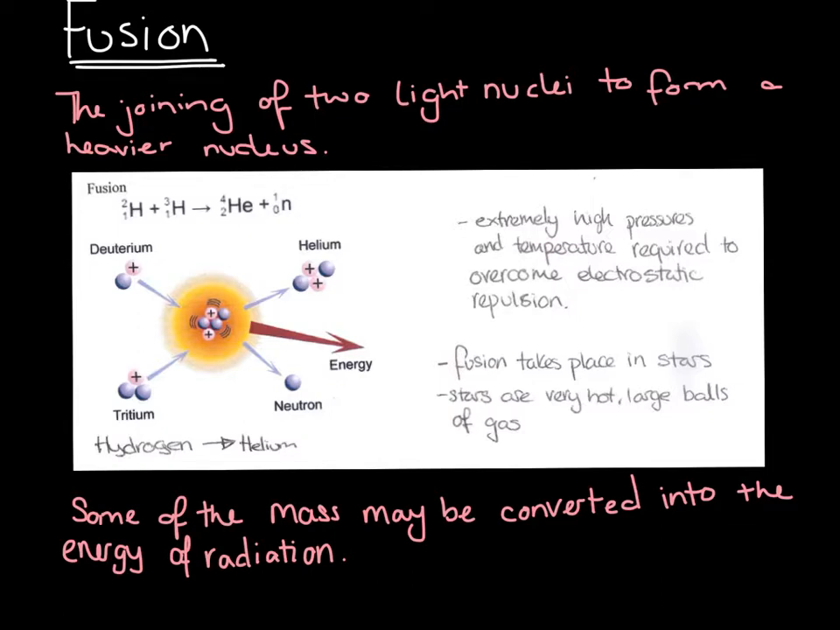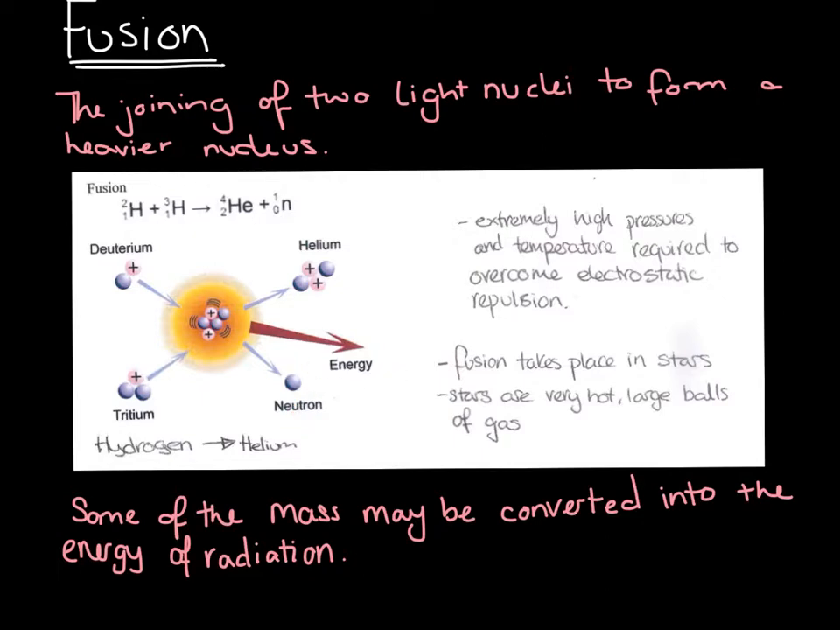Fusion is the joining of two light nuclei to form a heavier nucleus. So if we have a look at this diagram here, we've got an equation for fusion, and this is hydrogen to helium fusion. So we take two hydrogen isotopes and they fuse together and they form helium, release a neutron and release energy.